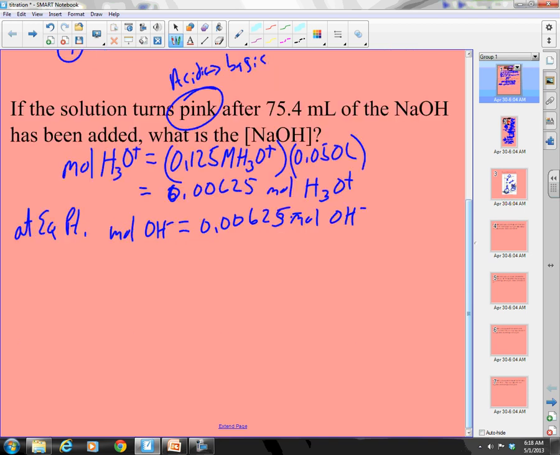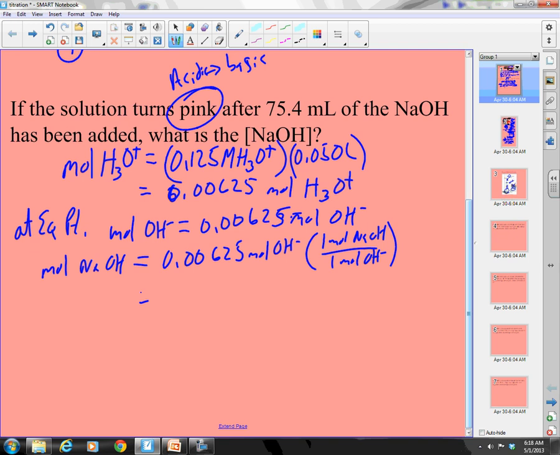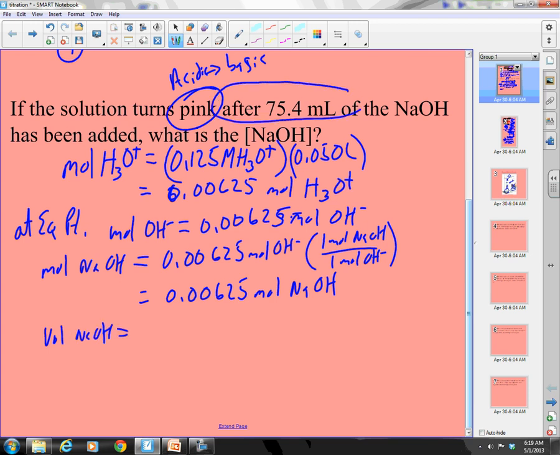Good. Cool. Now, how many moles of NaOH do I have? Well, it's a 1-to-1 ratio, so I have 0.00625 moles of OH minus times 1 mole of NaOH per 1 mole of OH minus. I know this seems a little redundant, but I just want you to see how this really works, right? So now I have moles of NaOH. Cool? Great. Now, what's my volume? Well, my volume of NaOH is equal to what? It says 75.4 milliliters were added, so that means my volume is 0.0754 liters.